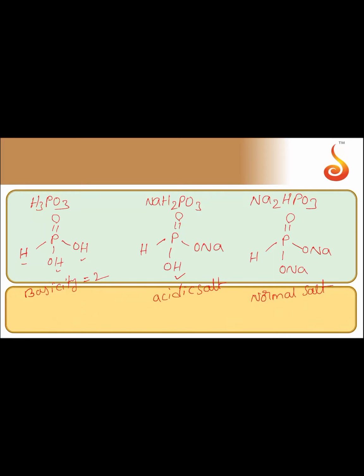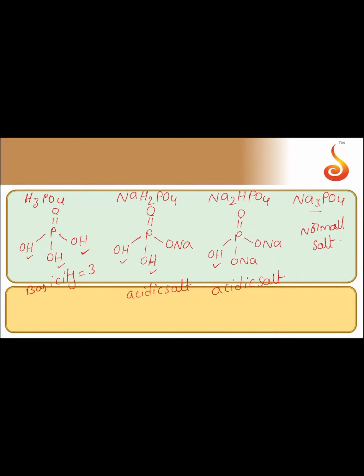So these are the 2 salts H3PO3 is forming. Out of these 2 salts, NaH2PO3 is an acidic salt because it is having an acidic hydrogen, so it can further react with the base. But Na2HPO3 is a normal salt. It is not having any acidic hydrogen, which means it won't react further with any base.